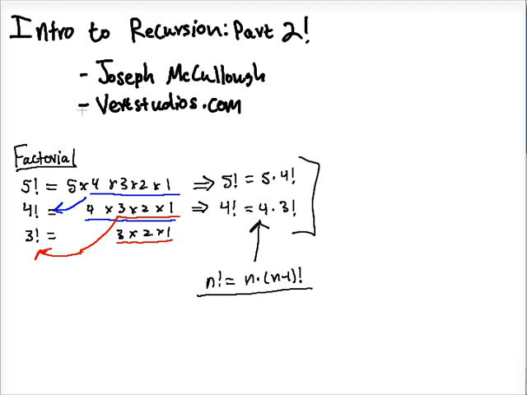So this is our pattern. This is our recursive step. If you recall from the last video, we also need a simple case. We need to know when to stop. Why does it stop at 1? Why doesn't it go on to 0, -1, -2, -3?